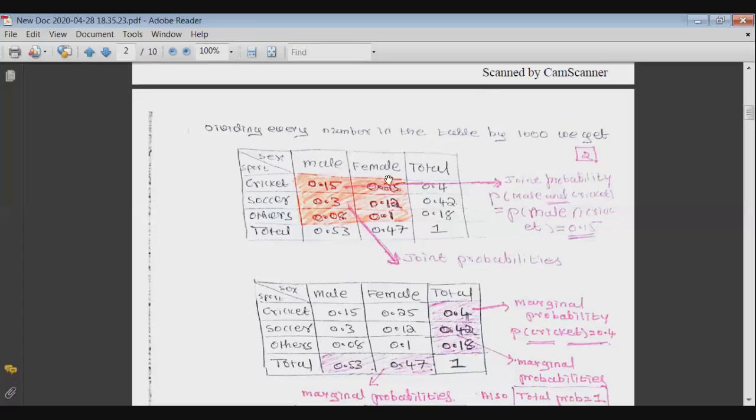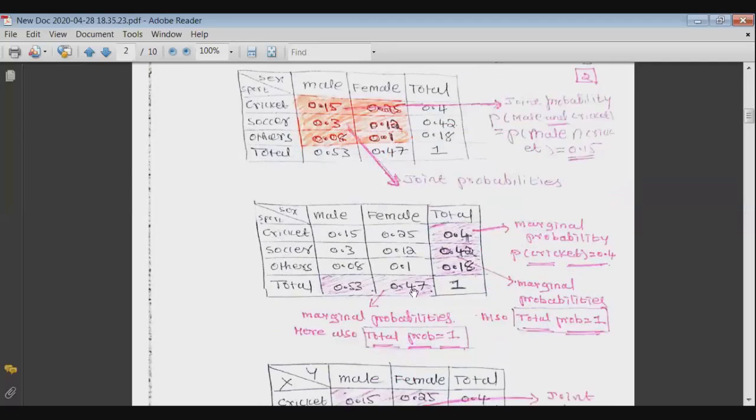Therefore, these represent joint probabilities. These 0.15, 0.25, 0.3, 0.12, 0.08, 0.1 are called joint probabilities. Once you sum these, 0.15 and 0.25 give 0.4, and similarly this represents 0.42, this represents 0.18, this represents 0.53, and this represents 0.47.